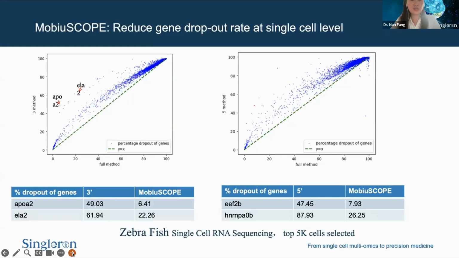And as you can see here, the MobiuSCOPE method, because we cover more, and we also cover from different positions of each gene, we do have significantly less dropout rate compared to either 3' or 5' based methods. This was also calculated using different dropout rate calculation algorithms.